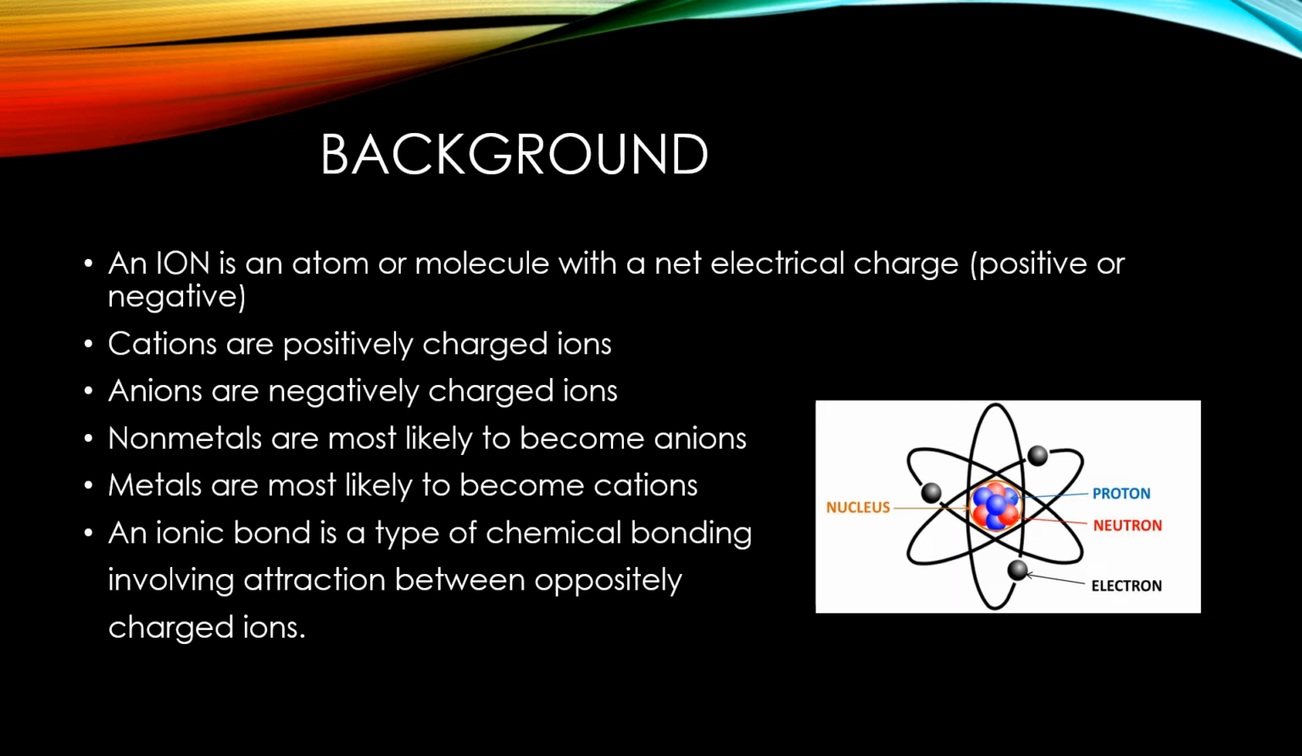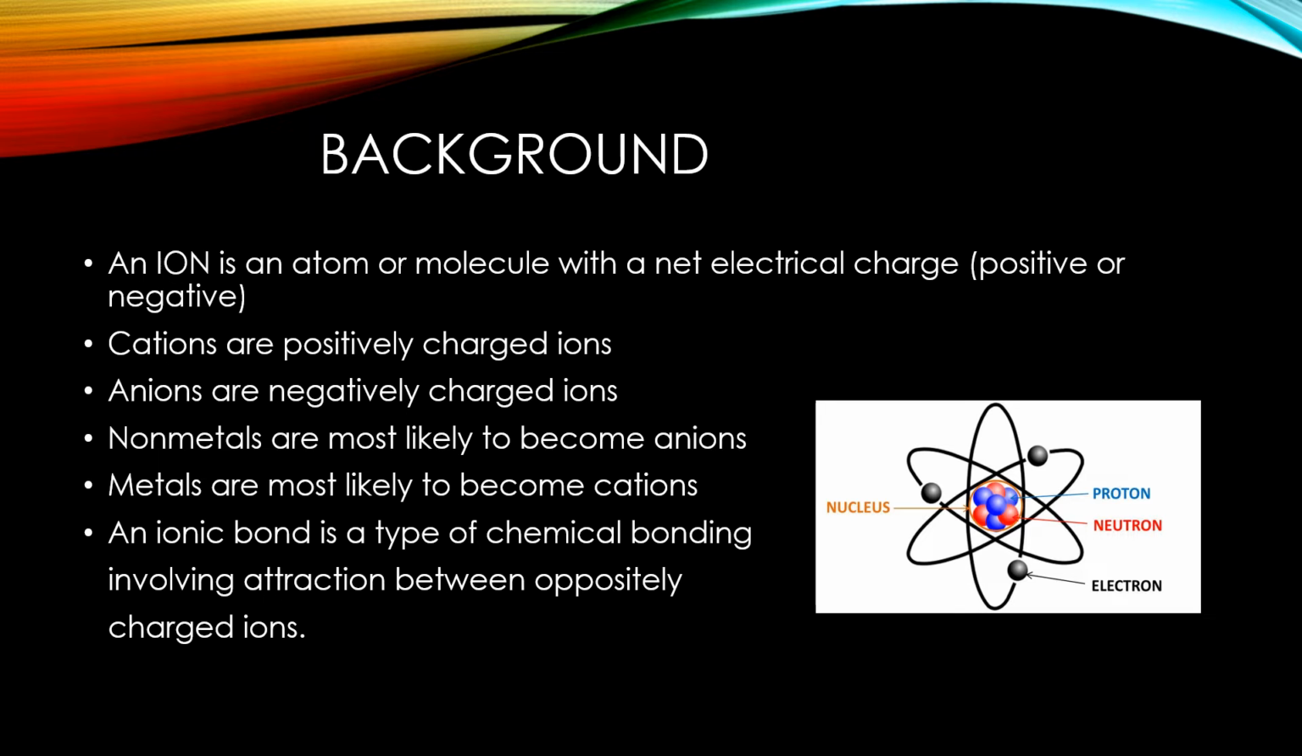However, what most often happens is electrons will either be lost or gained, and that will then turn the atom into an ion. So cations are positively charged ions, which means that they have essentially lost an electron or multiple electrons, and then they have an overall positive charge. Whereas anions have gained an electron or multiple electrons, and then their overall charge has become negative.